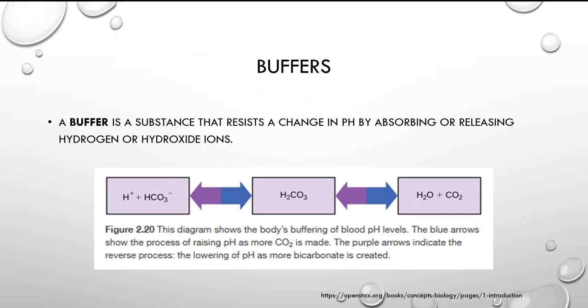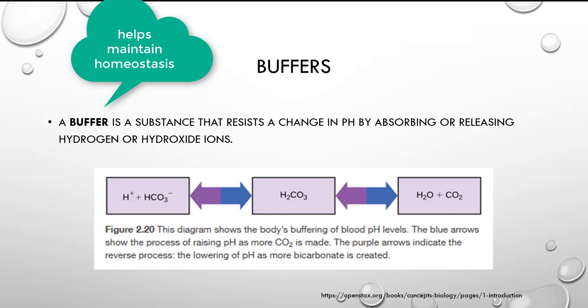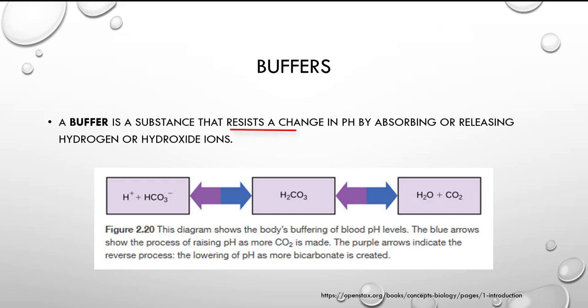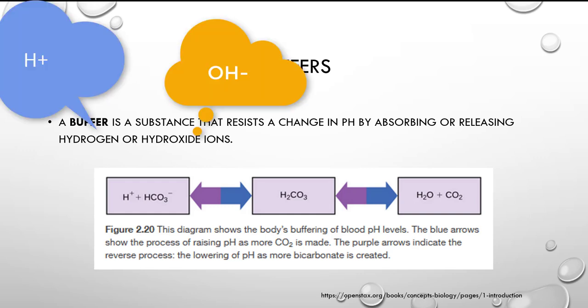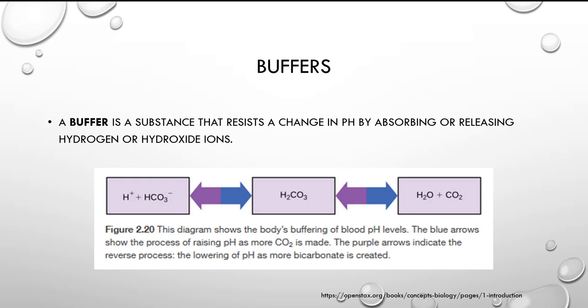So buffers are an important way that your body has to help maintain homeostasis. A buffer is a substance that resists a change in pH by either absorbing or releasing hydrogen or hydroxide ions. And remember, hydroxide is that OH negative ion. The perfect example of this would be your body's buffering of blood pH levels.